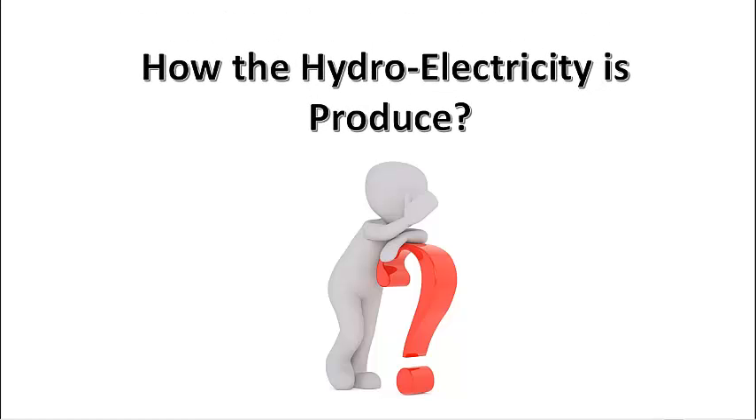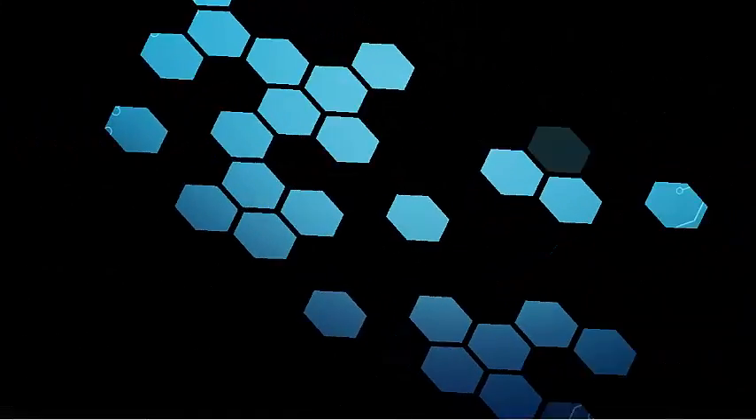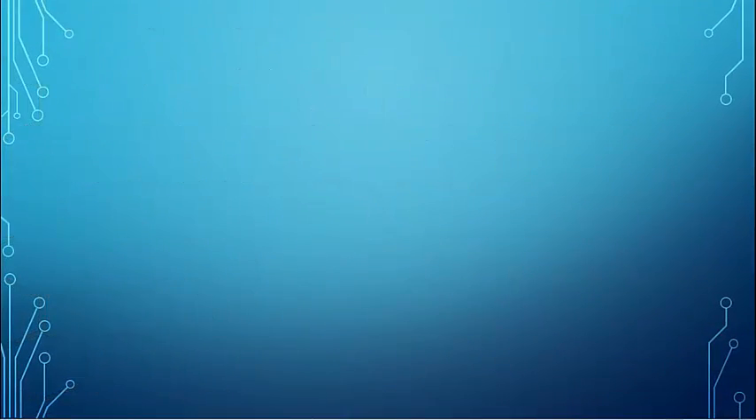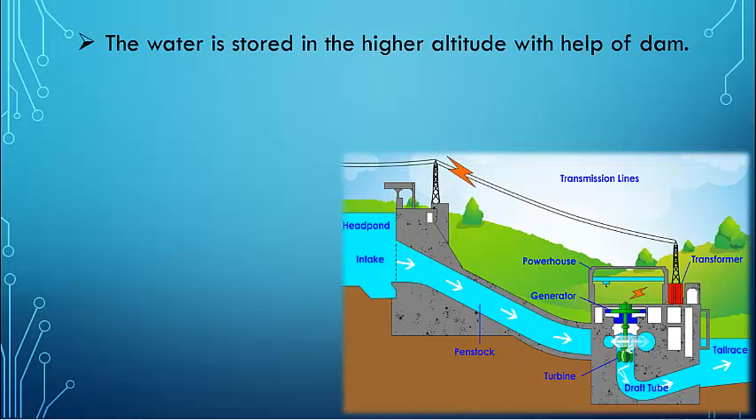Okay, now after that I'll proceed with how hydroelectricity is produced. I'll be talking here about the process of generation of hydroelectricity. You can see in the picture that the animation shows how hydroelectricity is produced. Anyway, let's look at the description as well.